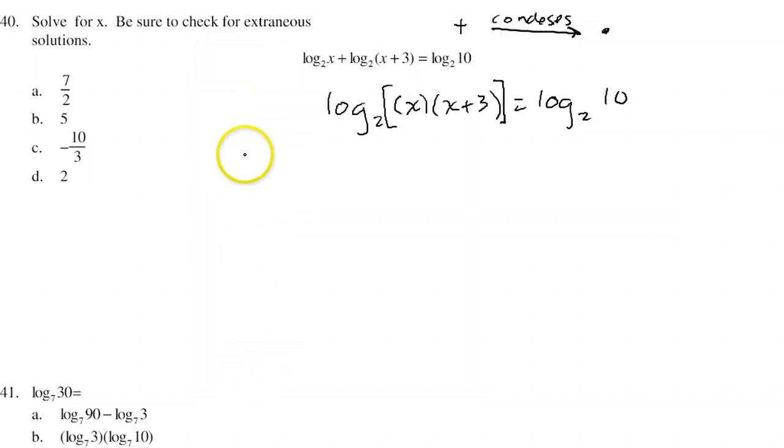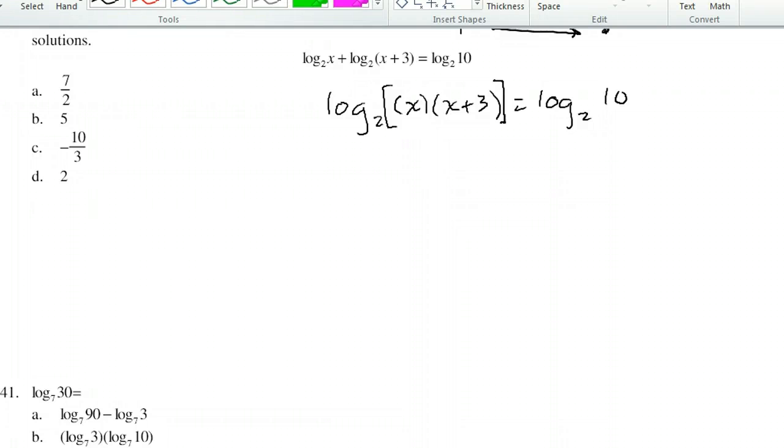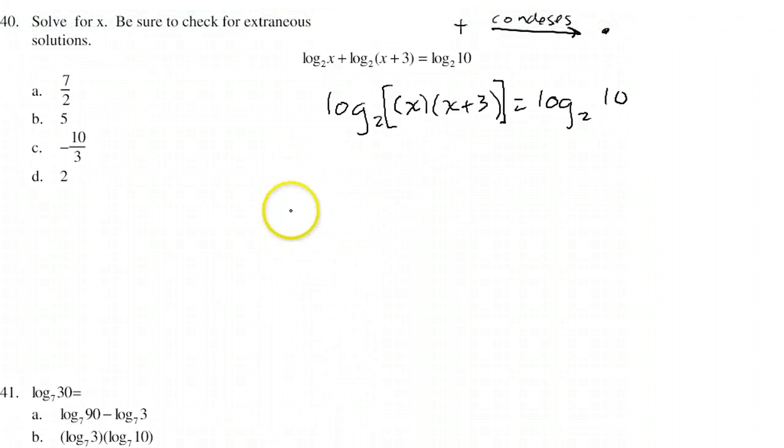Now, because we have just a single log on both sides, now we can cancel that out. And remember, to cancel out a log base 2, we have to use an exponential base 2. So to cancel this out, I'm going to just use a big 2. Basically, we're exponentiating with the base of 2. And now these are opposites. So here the 2 and the log base 2 cancel out.